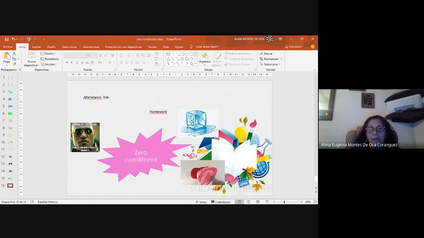Remember, zero conditional is natural laws, facts, something that always happens, with a consequence. The zero conditional is formed by if or when and two sentences in simple present. And don't forget the comma.